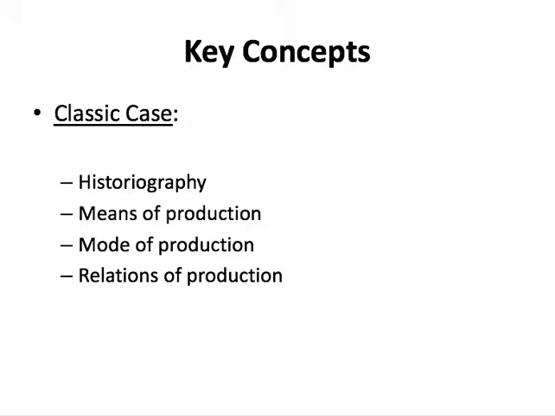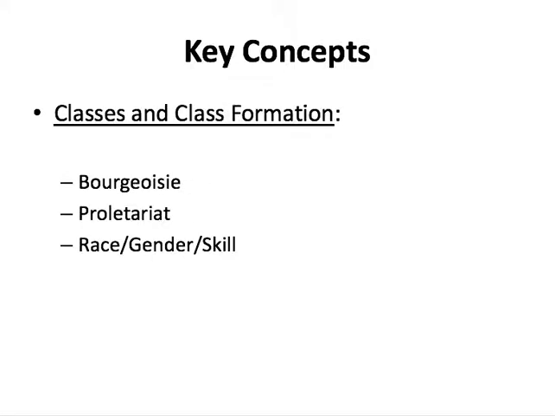The mode of production is the system, right? Feudalism or capitalism, or the artisanal system, are modes of production. Relations of production is how the people within that system relate to one another. What is the relationship between a wage laborer and his or her employer? What is the relationship between a peasant and a landlord? What is the relationship between a journeyman and a master craftsman? That's relations of production.